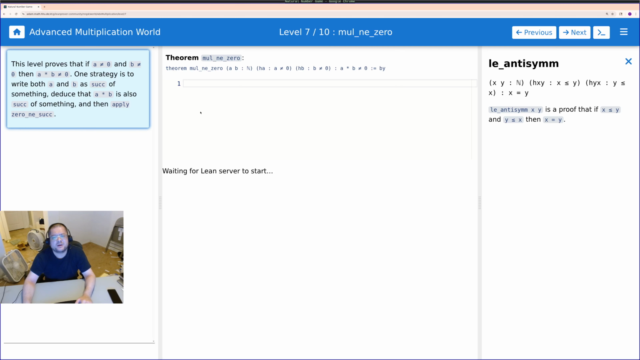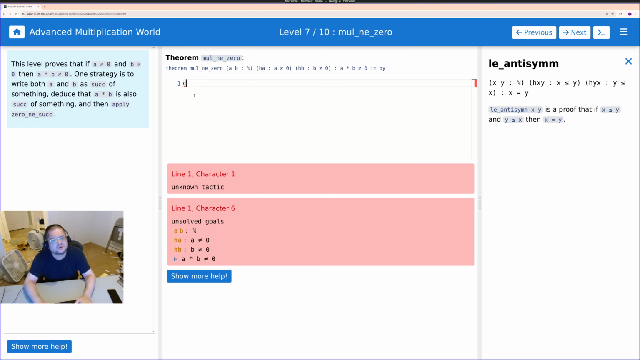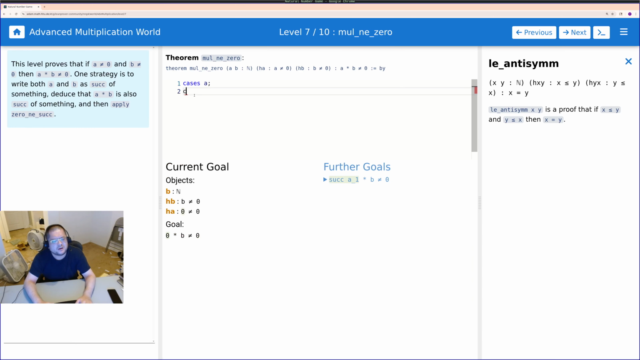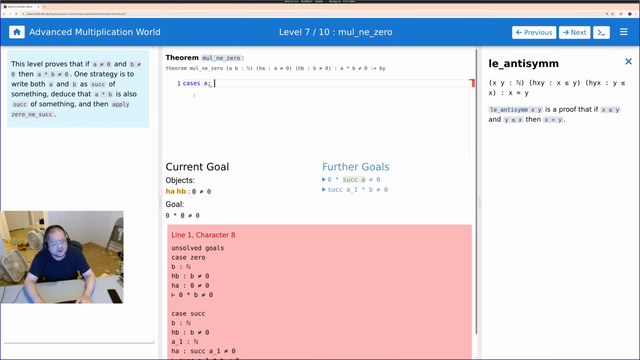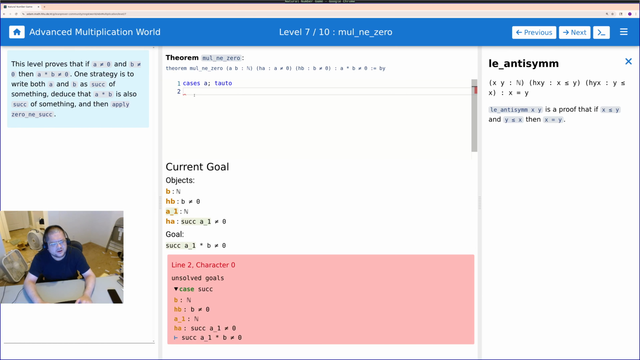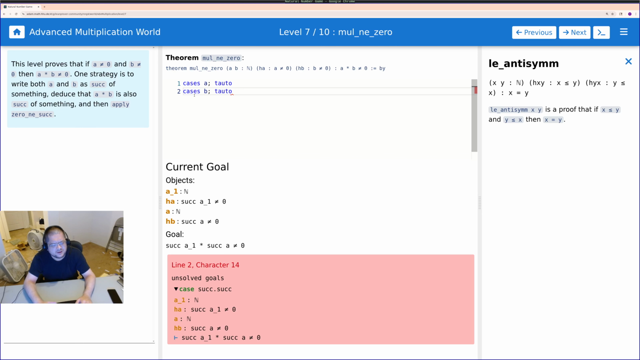Okay, finding God's path. If A equals 0. This level proves one strategy is to write both A and B as successor of something. Okay, so there'll be cases A, cases B. Wait, remove the topologically easy case, and then cases B, remove the topologically easy case.